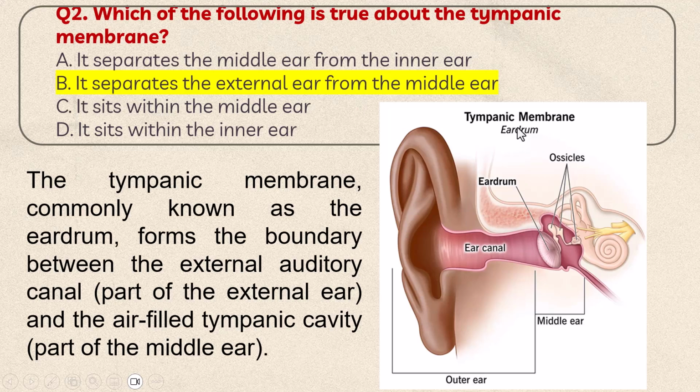You can see in the picture the tympanic membrane, which we call the eardrum. It is here. It forms a boundary between the external auditory canal, that is the part of the external ear, and the air-filled tympanic cavity, that is part of the middle ear. So the correct answer is B. It separates the external ear from the middle ear.